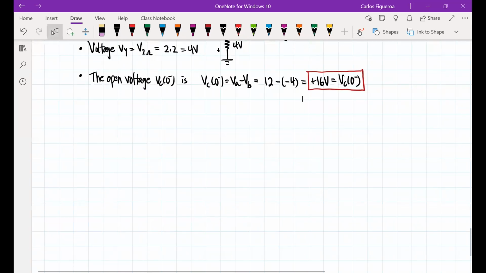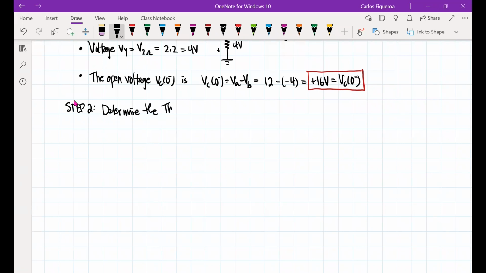So now let's go to the next thing here. Now I've determined that. Because this is a capacitor, I'm going to go to step 2, and in step 2, I'm going to determine the Thevenin parameters.